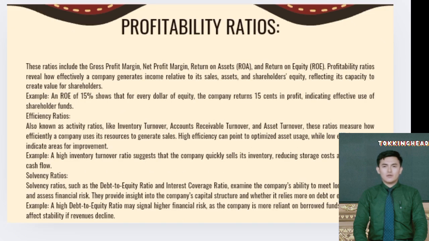Profitability ratios. These ratios include the gross profit margin, net profit margin, return on assets, ROA, and return on equity, ROE. Profitability ratios reveal how effectively a company generates income relative to its sales, assets, and shareholders' equity, reflecting its capacity to create value for shareholders. Example: an ROE of 15% shows that for every dollar of equity, the company returns 15 cents in profit, indicating effective use of shareholder funds.